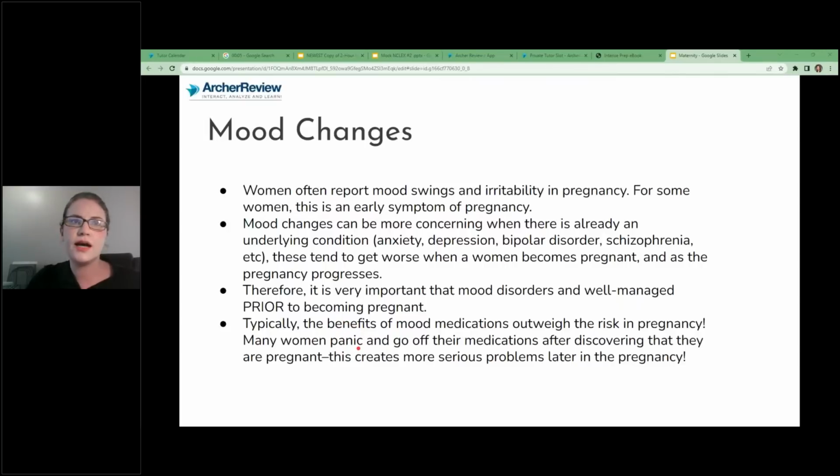Again, many women find out they're pregnant and they're stable on a medication and they panic. They go, oh no, I shouldn't be on this. And they suddenly stop it, and then their mood gets significantly worse throughout the pregnancy, and it becomes very hard to treat. So again, managing mood disorders early is very important.